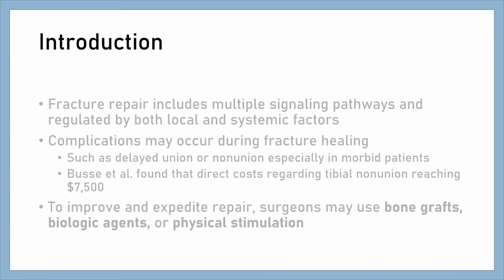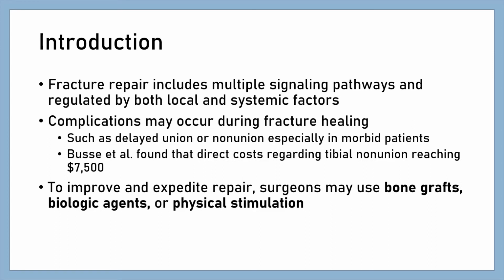Introduction. Fracture repair includes multiple signaling pathways and is regulated by both local and systemic factors. Complications may occur during fracture healing, such as delayed union or non-union, especially in morbid patients. Bush et al. found that direct costs regarding tibial non-union reached $7,500. To improve and expedite repair, surgeons may use bone grafts, biologic agents, or physical stimulation.